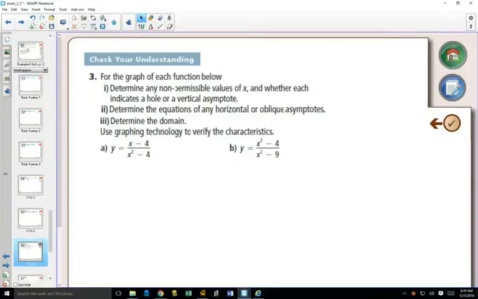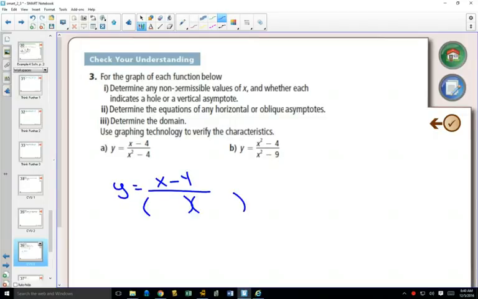So a little review of what we've done with these so far. The first thing that we always looked for, well, before we even looked for characteristics, we factored things completely. So we took our equation, and if there was something in the numerator we could factor, we factored it. If there's something in the denominator we could factor, we'd factor that as well. So as a first step, in this one in A, we would notice, hey, I can factor the bottom because it's a difference of squares. x minus 2, x plus 2.